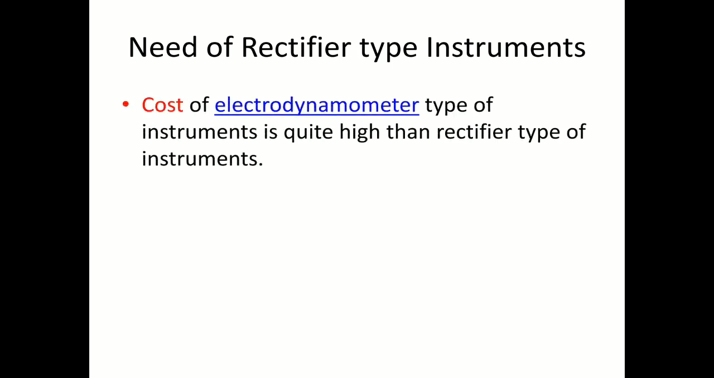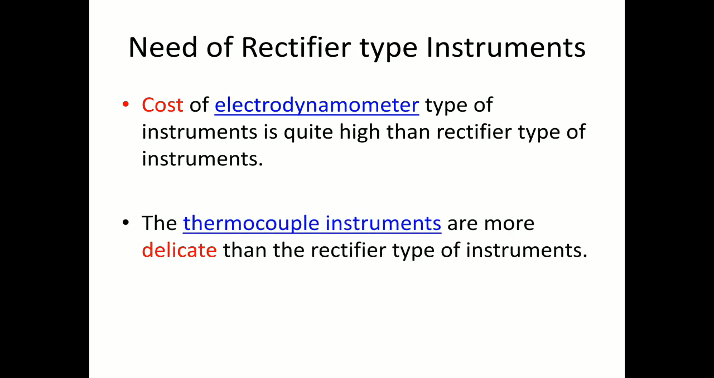And with respect to thermocouple type instrument, if you compare their handling ability, or you can say delicacy, so we can say that thermocouple type instruments are more delicate as compared to rectifier type instrument. So because of these two reasons, normally in industry we prefer rectifier type instrument as compared to electrodynamometer type, or you can say thermocouple type instruments.